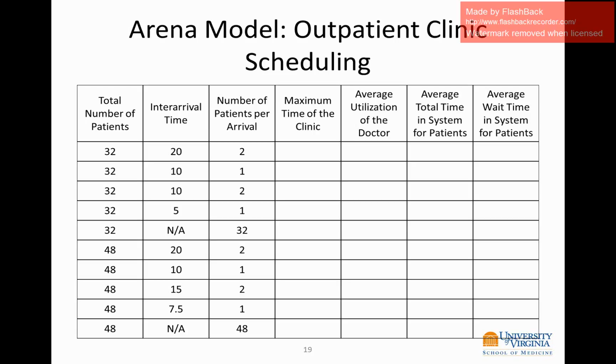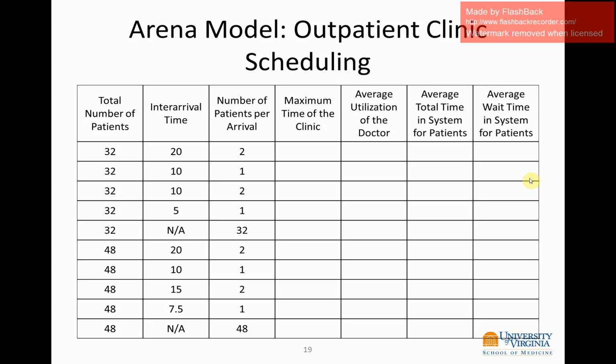So when we left off last time, we had this Arena model for the outpatient clinic scheduling, and we were looking at different allocations of patient appointment times. So if we had patients all arrive in a double booking strategy and our arrival time being every 20 minutes versus, say, single booking every 10 minutes, and then also narrowing the gap between appointments or having all the patients come all at once in a similar pattern for 48 patients.